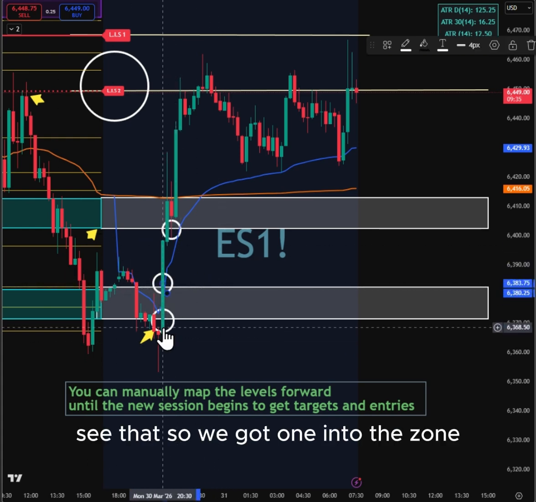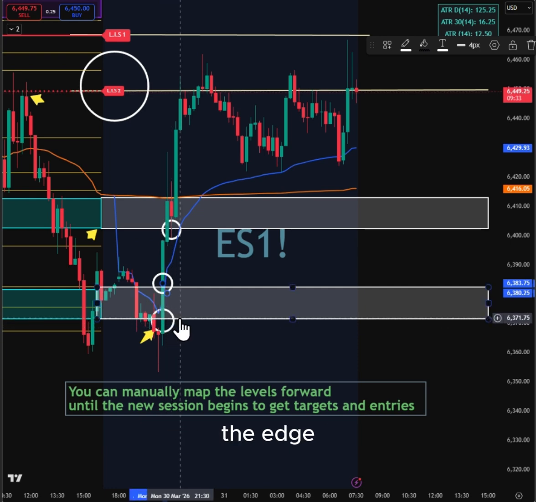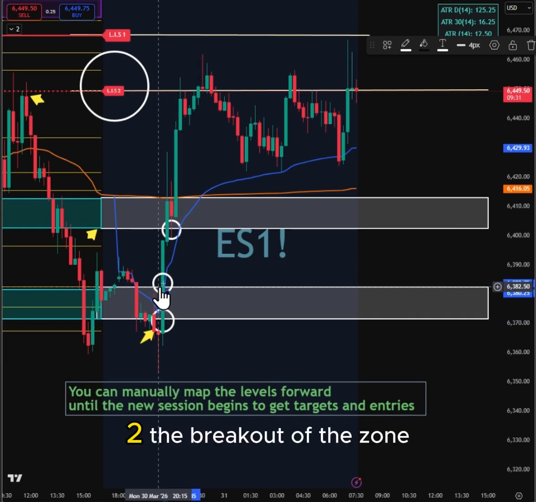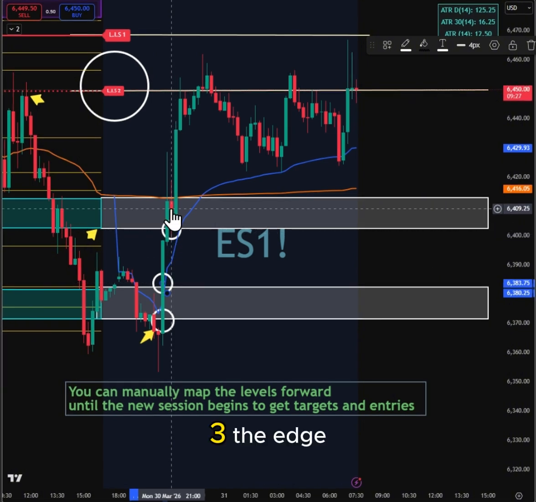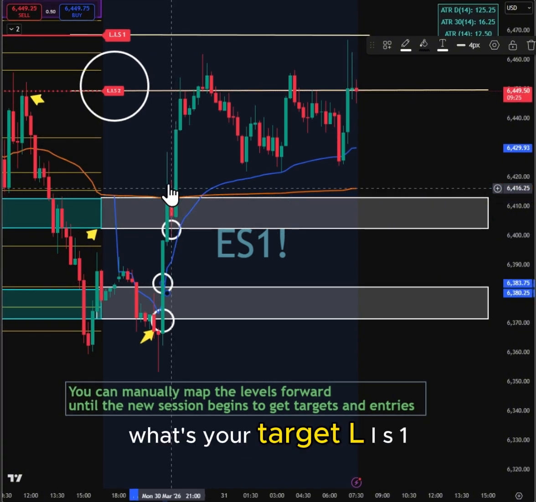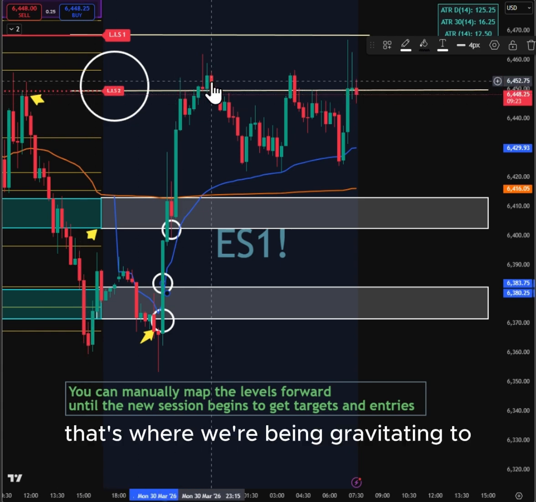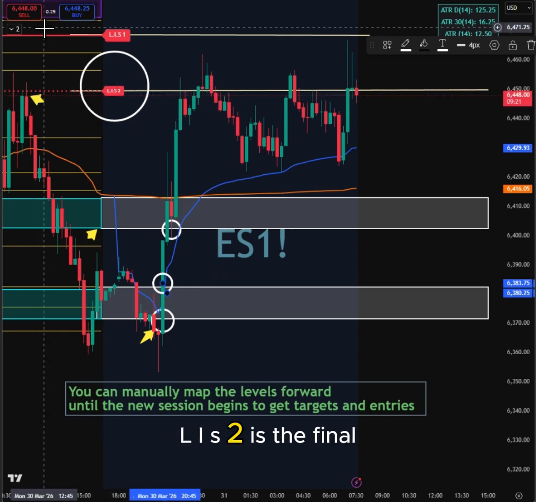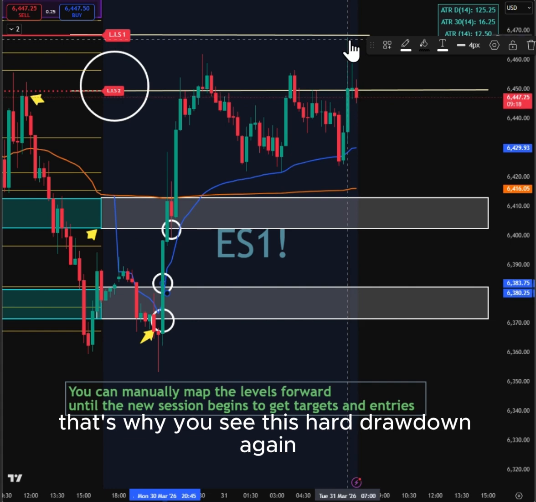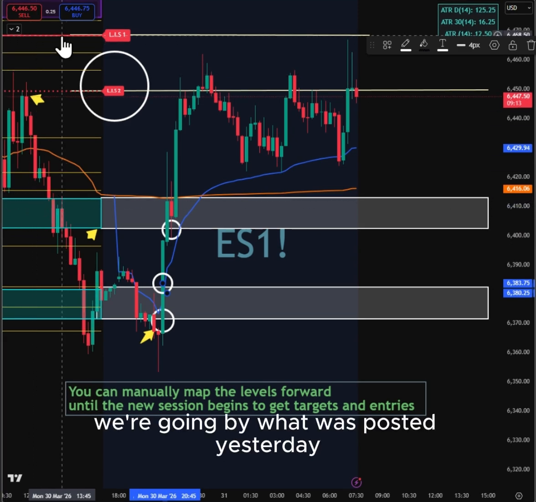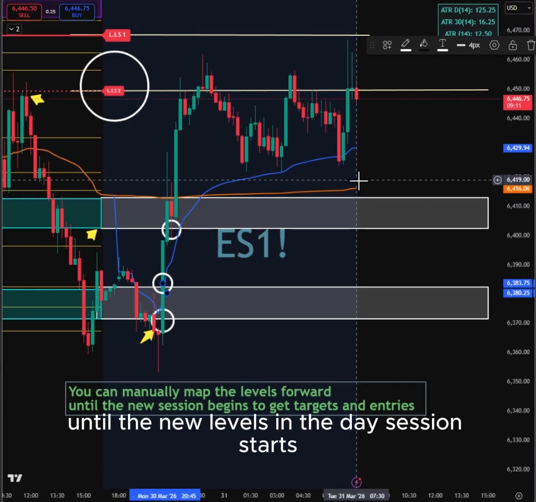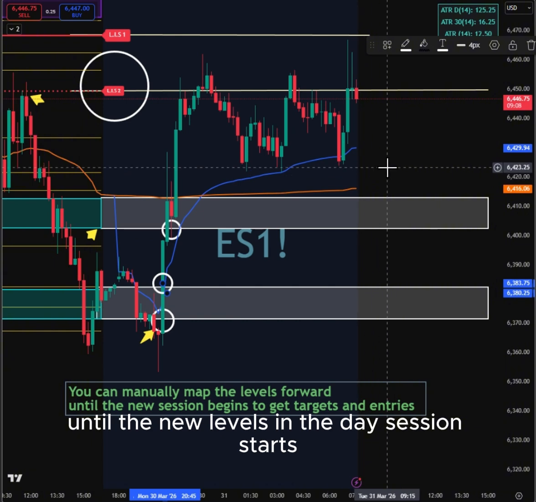Okay, see that? So we got 1 into the zone, the edge. 2, the breakout of the zone, the edge. 3, the edge. And then 4, the edge. What's your target? LIS1. That's where we're gravitating to. LIS2 is the final. That's why you see this hard drawdown. Again, it is 7:30 in the morning. We're going by what was posted yesterday until the new levels and the day's session starts.